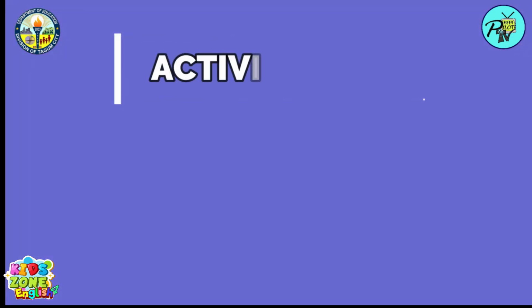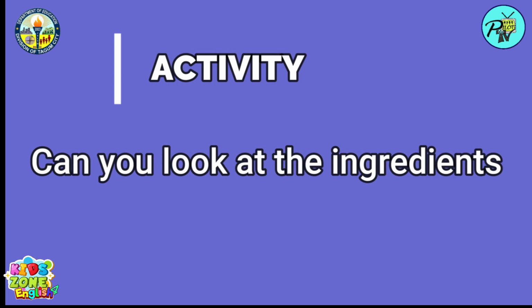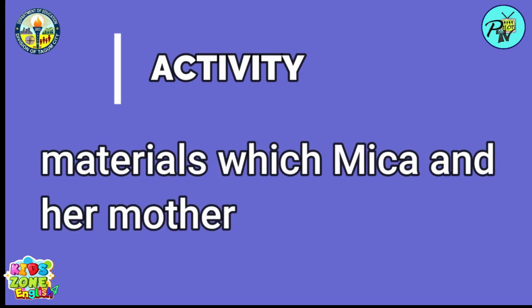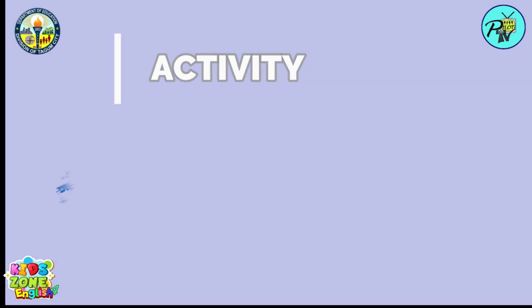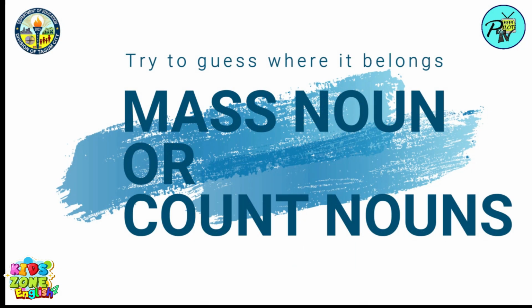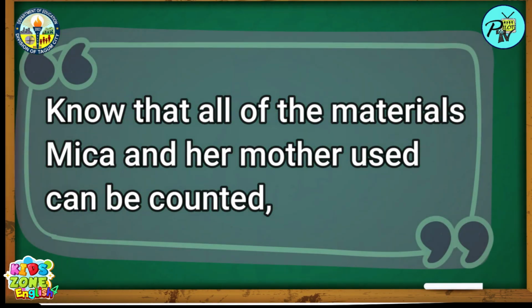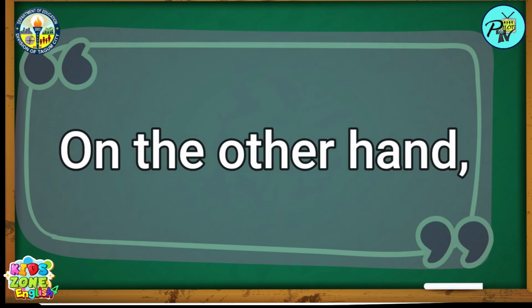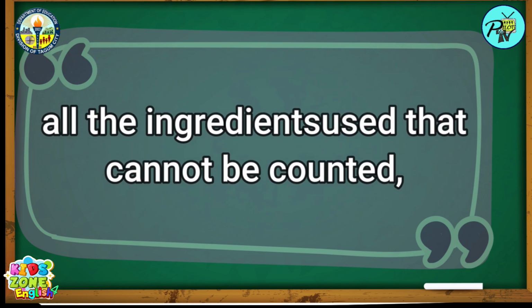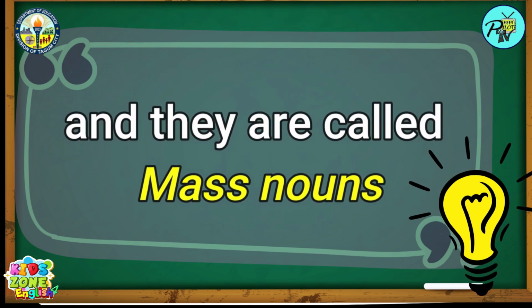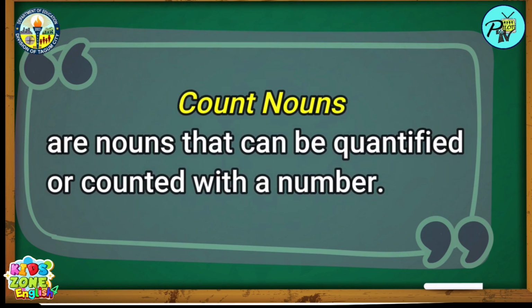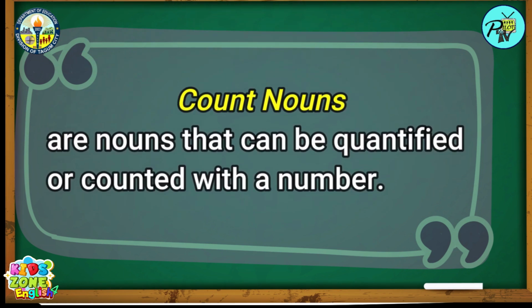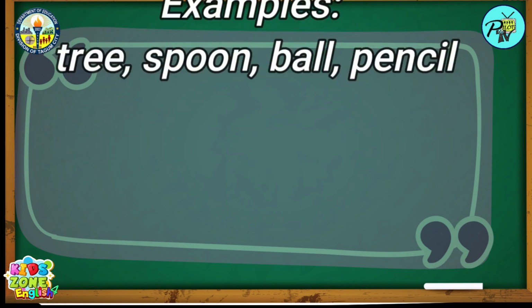Now, let's have an activity. Can you look at the ingredients and materials which Mika and her mother will use in the story below? Try to guess where it belongs, mass noun or count nouns. Know that all of the materials Mika and her mother used can be counted, and they are called count nouns. On the other hand, all the ingredients used that cannot be counted, they are called mass nouns. Count nouns are nouns that can be quantified or counted with a number.